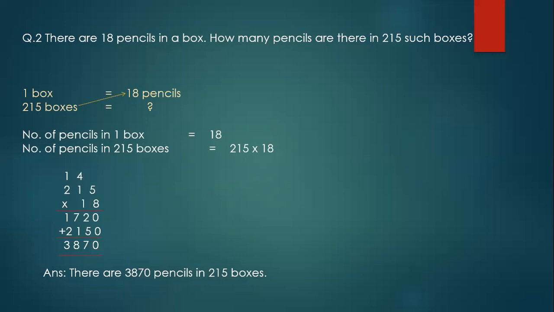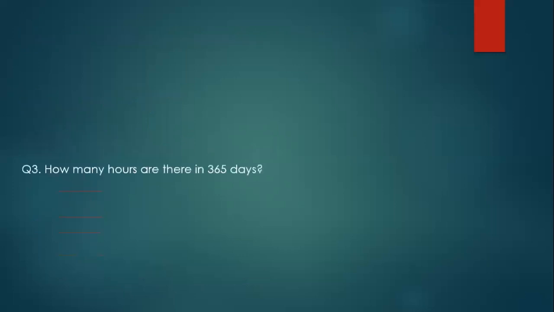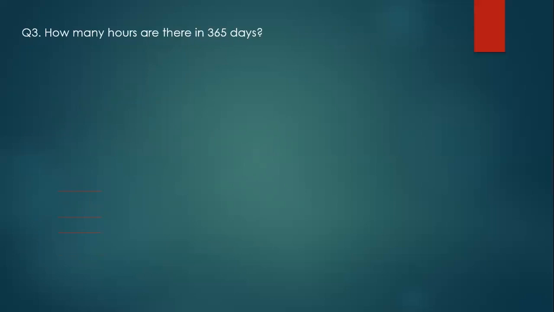So now let's solve third sum. How many hours are there in 365 days? To find the number of hours in 365 days, you should know the number of hours in one day. So how many hours are in one day? 24 hours. So one day is equal to 24 hours. So 365 days is equal to how much? Here you will multiply 365 by 24.